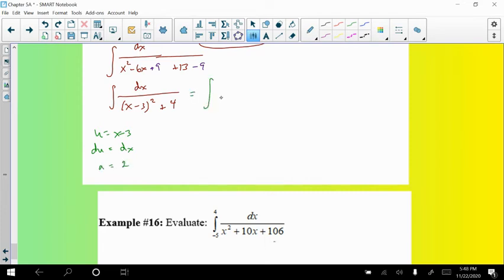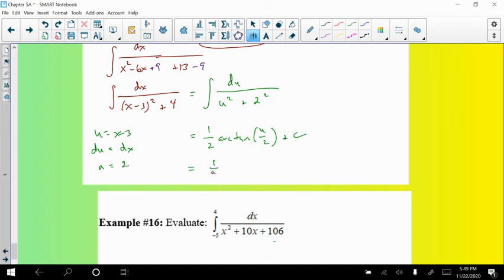So this becomes the antiderivative of du divided by u squared plus 2 squared. Now remember, arctangent is 1 over a. It's one of the first times we actually had an a that was not 1. So it's 1 over 2 arctangent of u over a, which was 2, plus c. And then again, u was x minus 3.